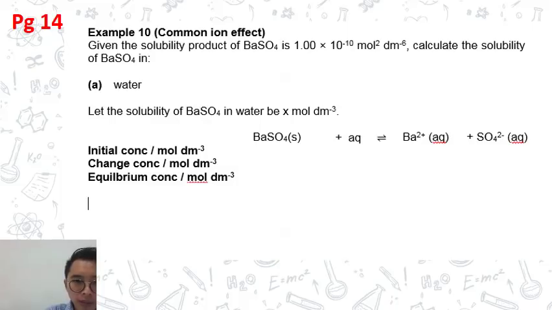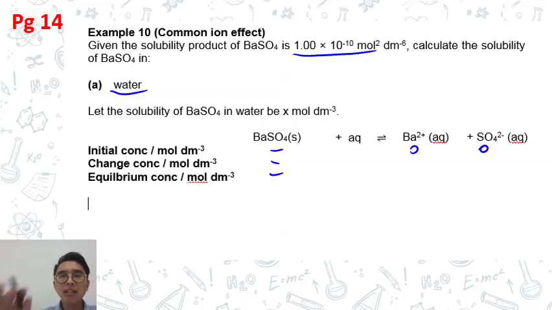You're given the solubility product of barium sulfate. They ask you to calculate the solubility of barium sulfate in water. So this is a normal case, when it's a saturated solution of barium sulfate. Initially barium sulfate is a solid, so we do not consider it in our ice table. Initially barium 2+ and SO4 2- are 0 as well, because it hasn't dissolved yet. The change follows the mole ratio, so plus X. At equilibrium, at saturation, you have X moles per dm cube of barium 2+ and X moles per dm cube of sulfate, SO4 2-.